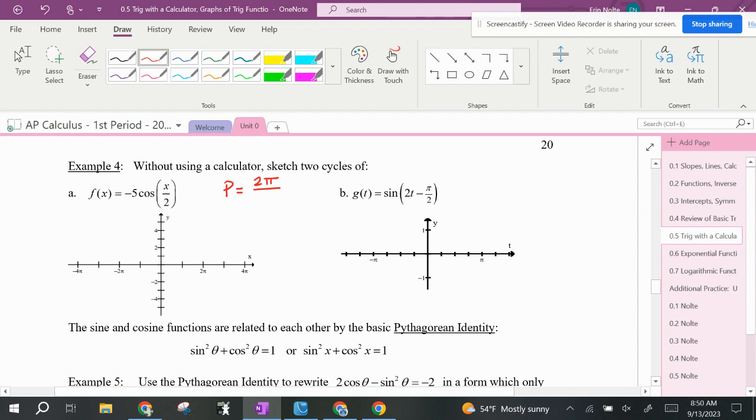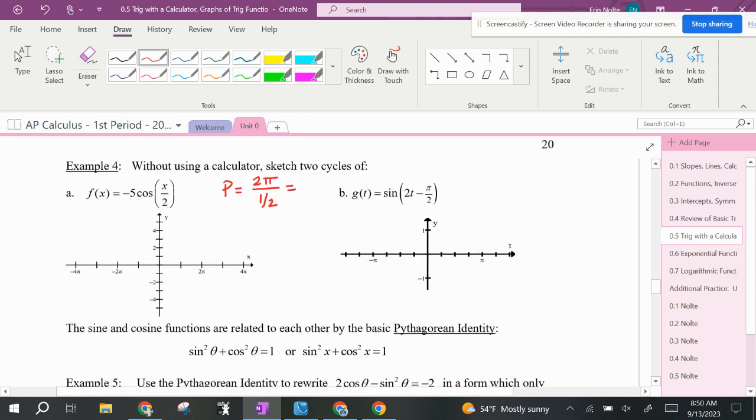1/2. Are you guys following me? Okay, so if you have 2 pi divided by 1/2, remember dividing by 1/2 is the same as multiplying by the reciprocal. So what's 2 pi divided by 1/2? 4 pi, good. So our period is 4 pi.